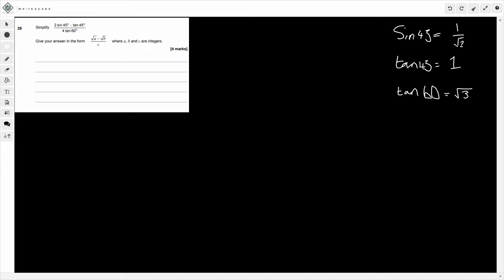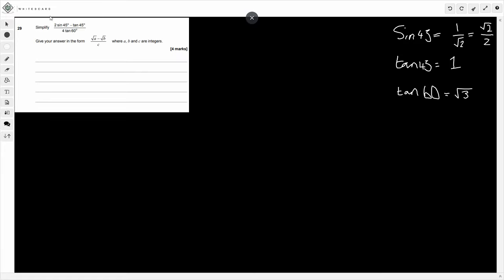This is 1 over root 2. So we can rationalise this, right? 1 over root 2 is the same as timesing this through by root 2, both top and denominator. So 1 times root 2 is root 2. Root 2 times root 2 is just 2. So root 2 divided by 2 is the same as 1 over root 2. Tan 45 we won't change, and we won't change tan 60. So we've got this in a nice form now.